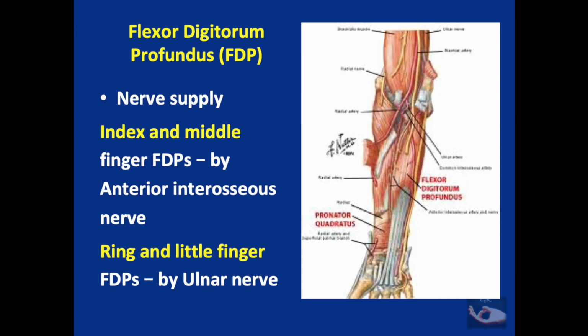The nerve supply to the flexor digitorum profundus is different for the index and middle fingers, which are supplied by the anterior interosseous nerve, a branch of the median nerve. The nerve supply to the ring and little finger flexor digitorum profundus is by branches from the ulnar nerve.